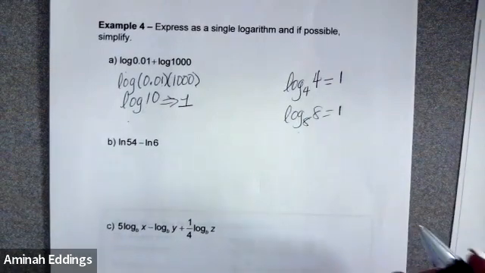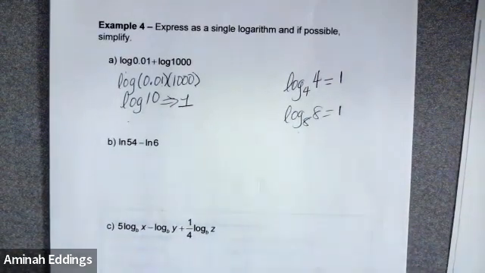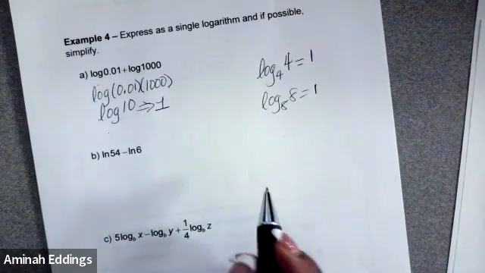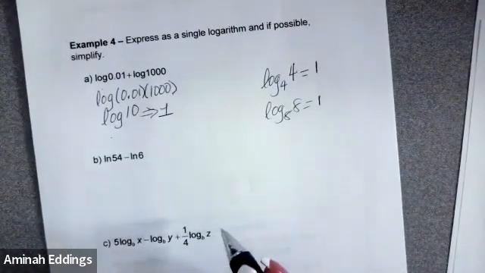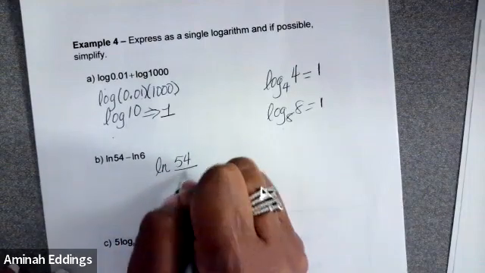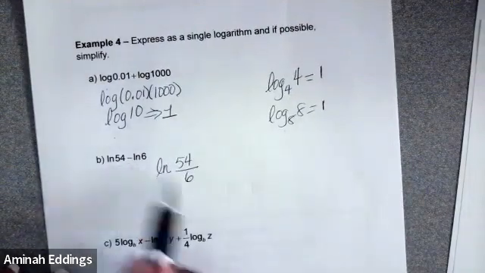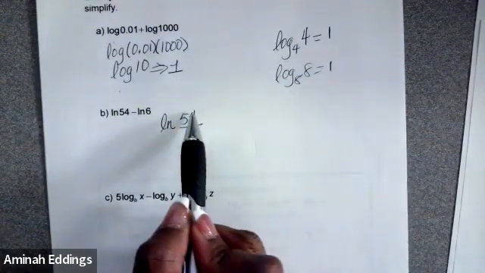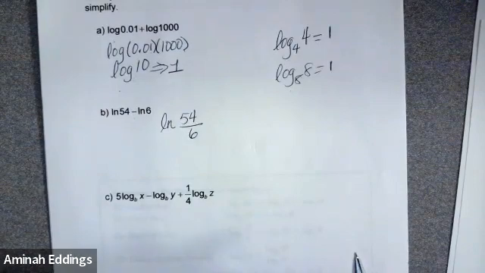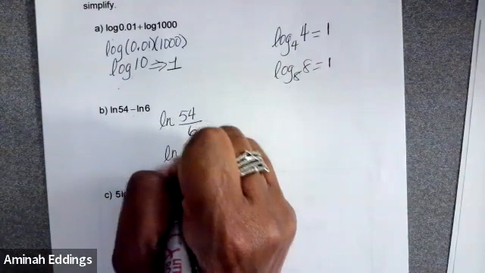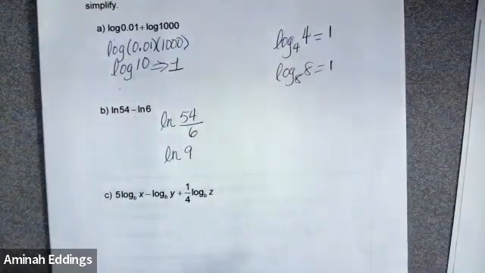All right, let's look at B. So we have the natural log of 54 minus the natural log of 6. Okay, so how can we rewrite that? Natural log of 54 over 6. Good. We see subtraction, so we can condense it into division. And then what is 54 divided by 6? Good. So my final answer is the natural log of 9.